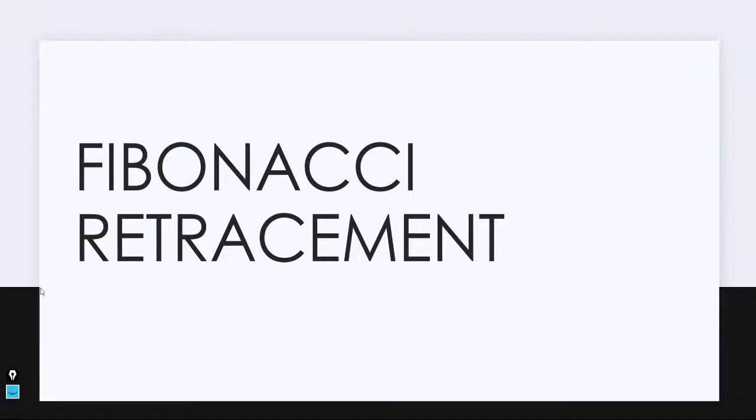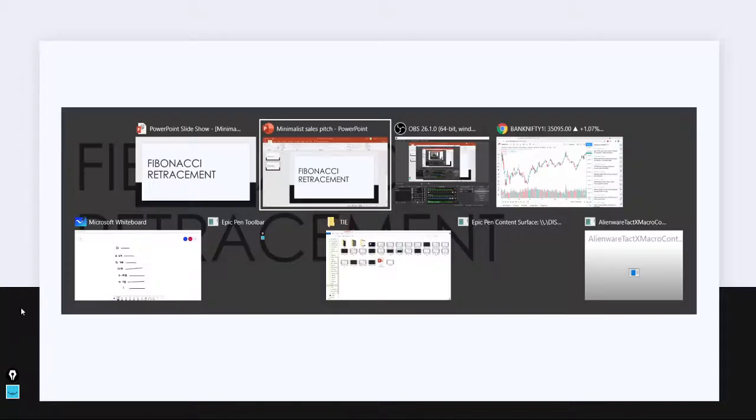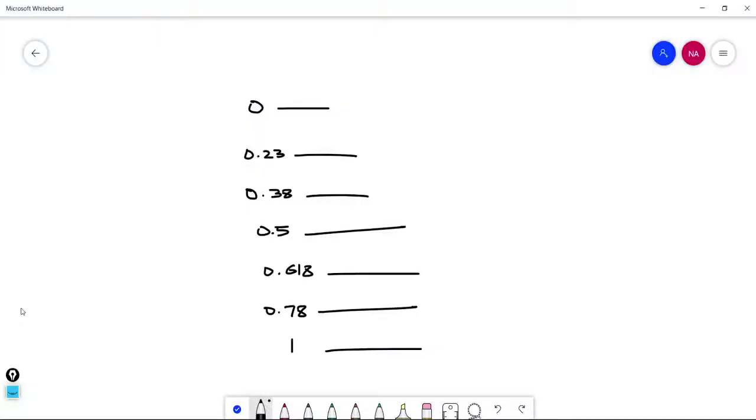In this section, we'll discuss Fibonacci retracement. So now, what is the use of understanding and knowing Fibonacci retracement? You need to understand it first.